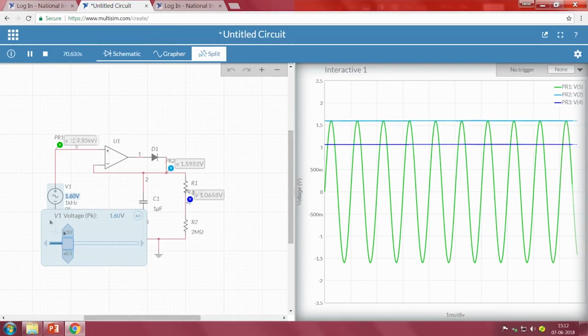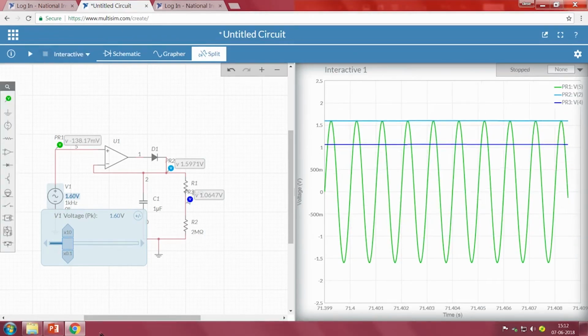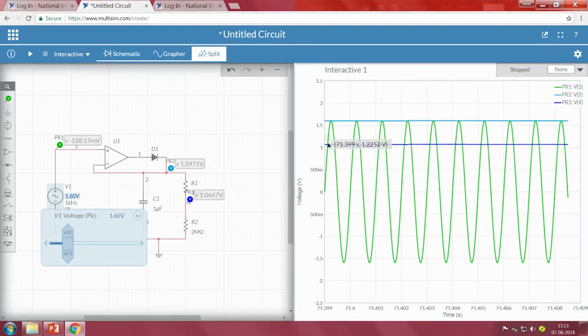Now, what is the other part? Once we understand which input signals are greater than this particular threshold, only those output signals have to be passed.